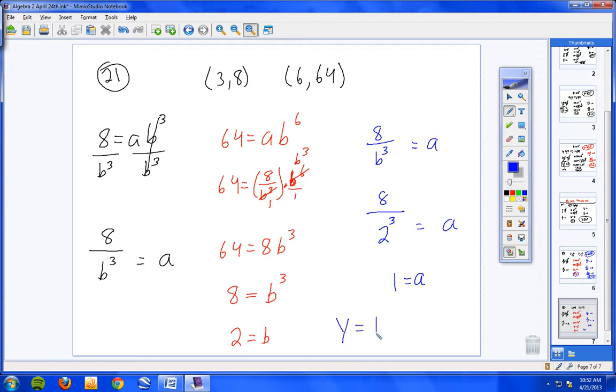Y equals 1 parentheses 2 to the x. Now I know you guys, you're saying, Mr. Erhart, do we need that 1 right here out front? No, you don't. You could just put y equals 2 to the x. Either way is acceptable. It's not a big deal. Let me check the back of the book. We do have it right, so we're 3 for 3.